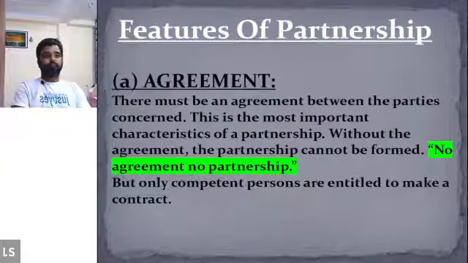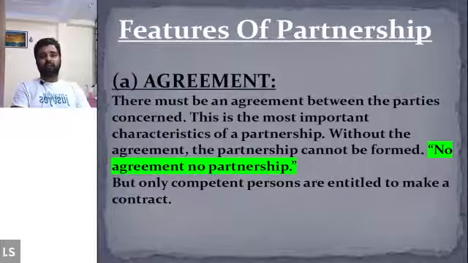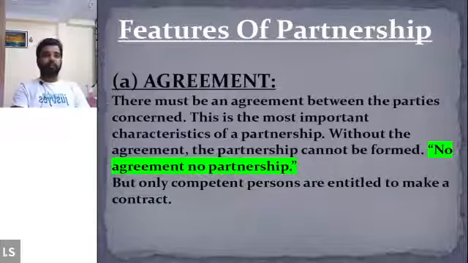Then we discussed a few features of partnership, wherein I told you that it is mandatory to have an agreement in order to start a partnership business. But that agreement can be in writing, or it can be done orally. It completely depends upon the discretion or choice of the partners. If partners want to make the agreement in writing, they can have a written agreement. Otherwise, they can also enter into a partnership business without anything in writing. They can simply orally discuss the terms and conditions.